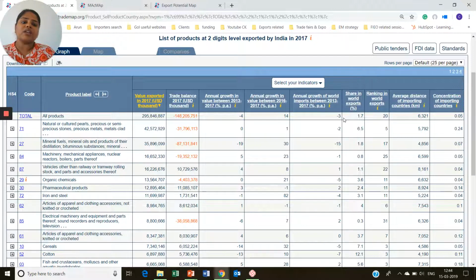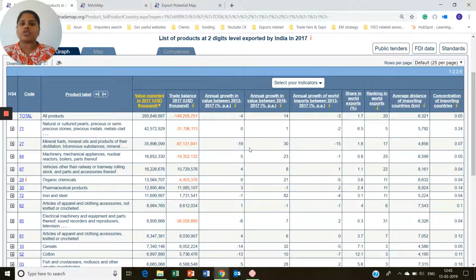Then there is minus 3 percent, that is, a reduction in the annual growth of world imports from India. Based on that, you can choose which sector is best suited. We always like to go for positive numbers. You can go for positive numbers if you are in the startup stage or rapid growth stage. But if you are a manufacturer or have voluminous export capacity, then you can choose.